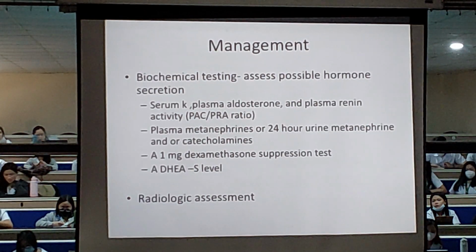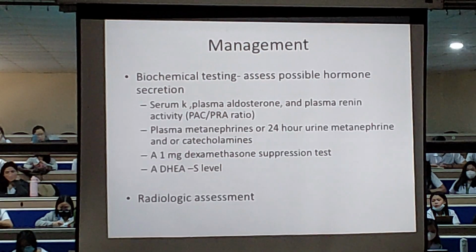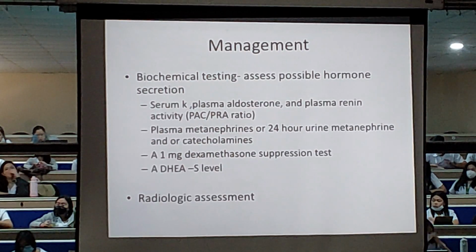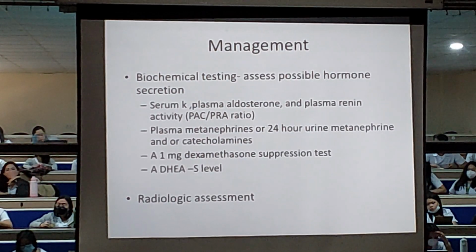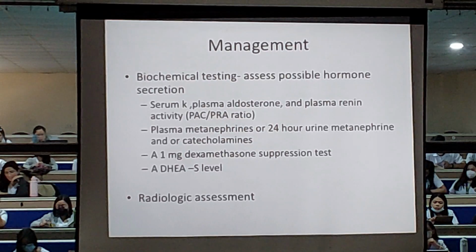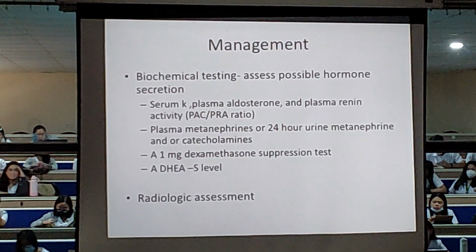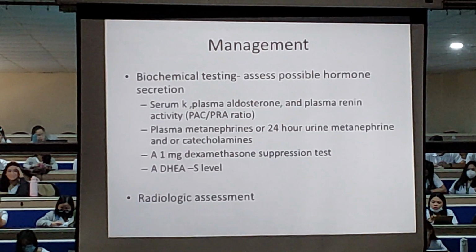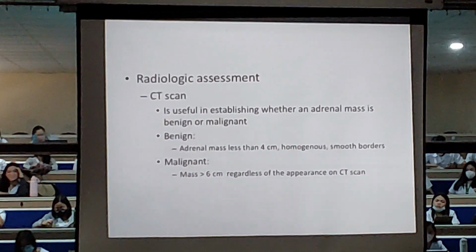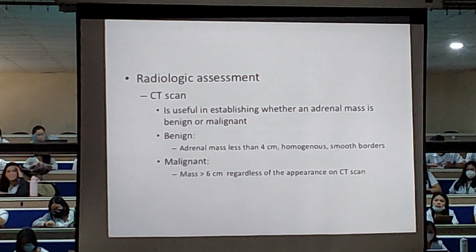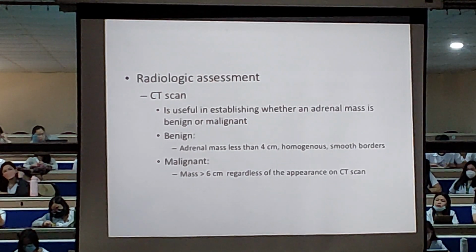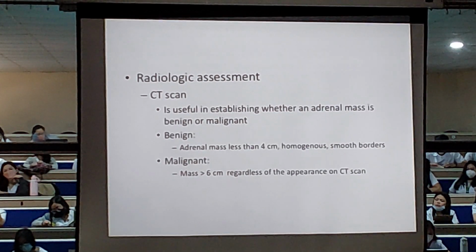Then once you have done all these tests for suspected Cushing's, pheochromocytoma, or primary hyperaldosteronism, you need to proceed with radiologic assessment. So first should be biochemical testing, followed by radiologic assessment. The radiologic assessment would be either a CT scan, where CT scan is useful in establishing whether an adrenal mass is benign or malignant by just looking at the size of the mass.